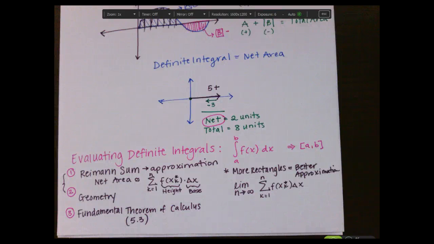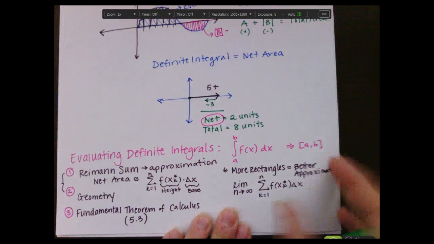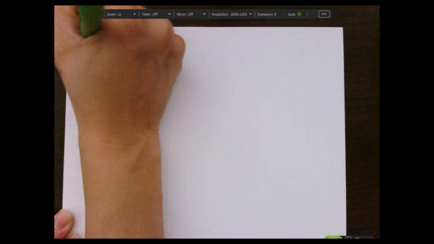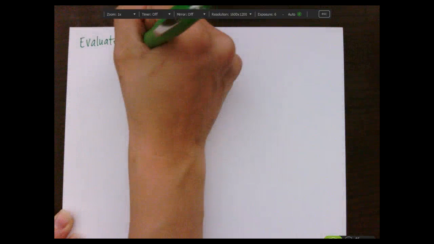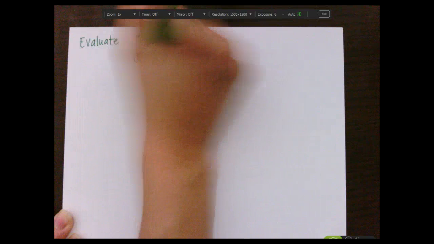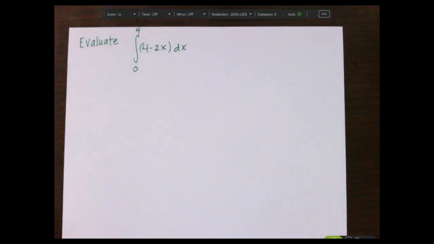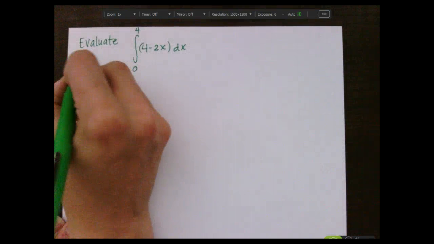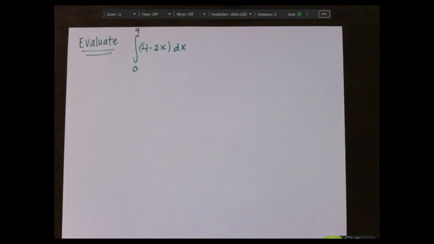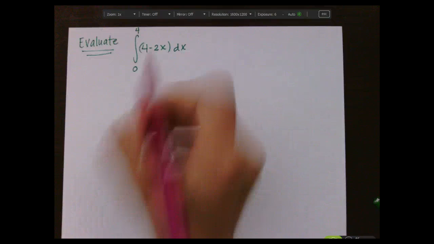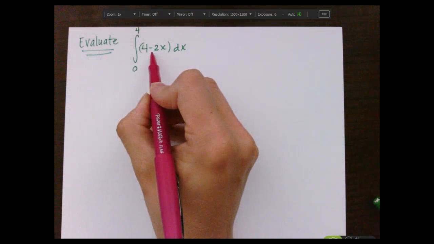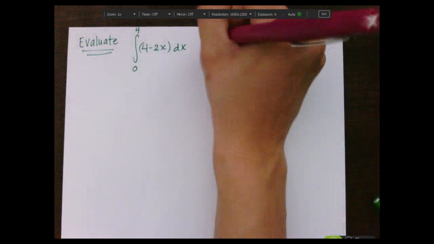All right, so let me show you an example of each of those other methods. We'll use the same given circumstances and calculate it two ways. So we want to evaluate the integral of 4 minus 2x with respect to x over the interval from 0 to 4. Remember, we want to find the area under the curve bounded by the graph of 4 minus 2x from the interval 0 to 4. So I'm going to write that down.